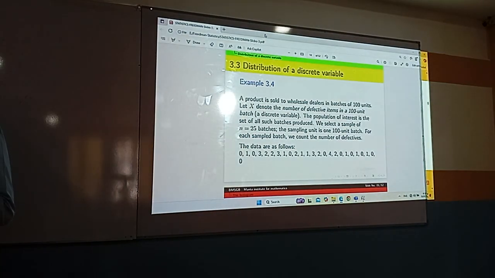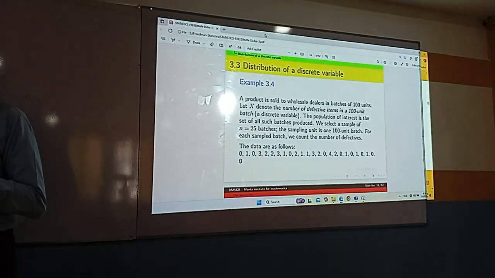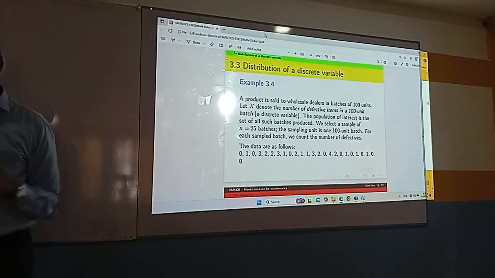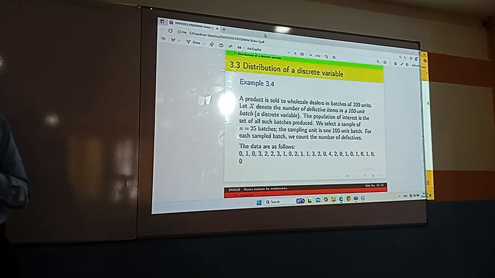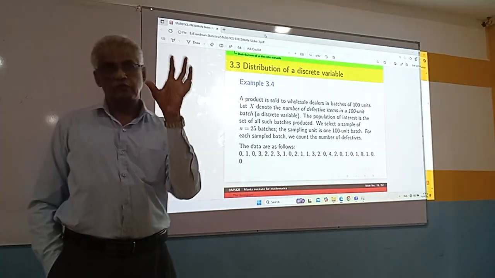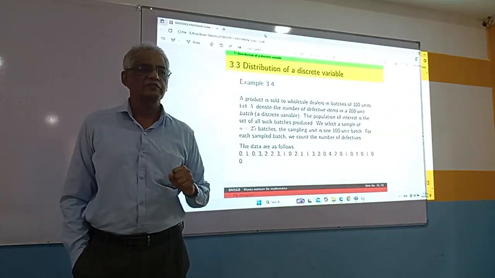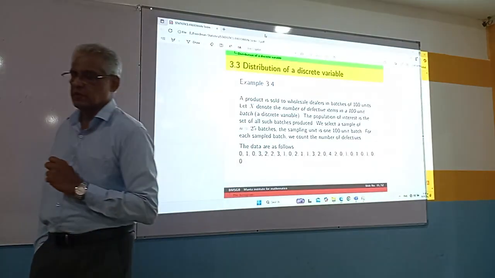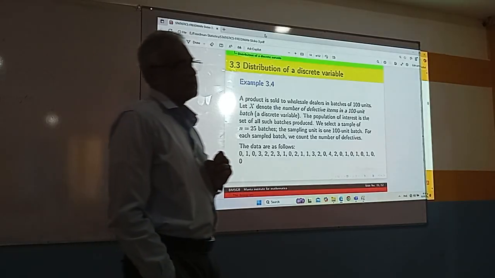We select a sample of 25 such batches, and the sampling unit is then one batch, that is 100 units. For each sample batch, we count the number of defectives. So here we are looking at a variable, the number of defectives in a batch. That is the variable, number of defectives in a batch. So what are the possible values for that variable?